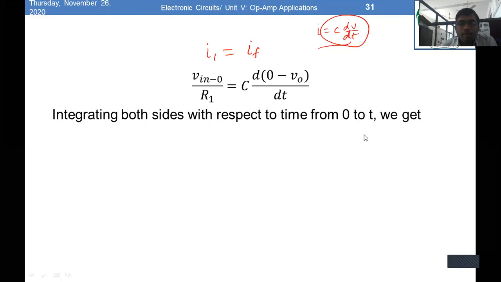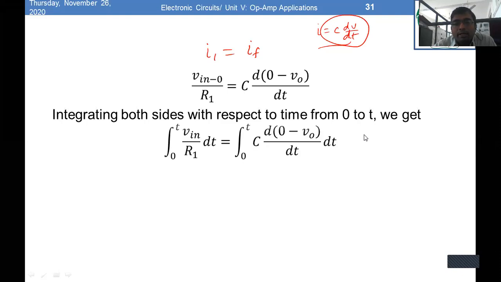Now we have to integrate both sides with respect to time, and the limit of the integration is 0 to t. So we find that the equation is now written as: integration of V in upon R1 dt from 0 to t is equal to integration of C d(minus V naught) upon dt into dt from 0 to t.